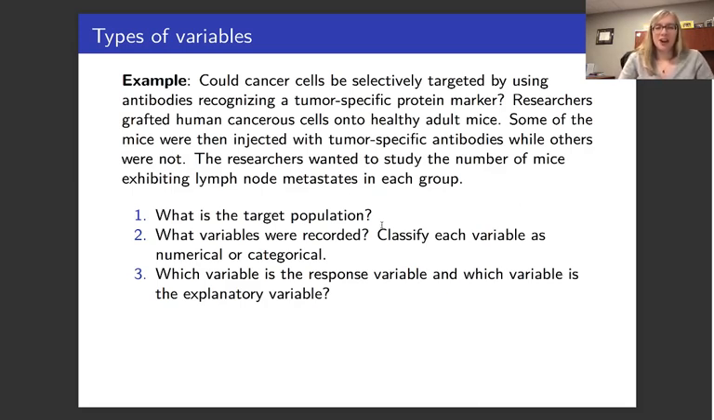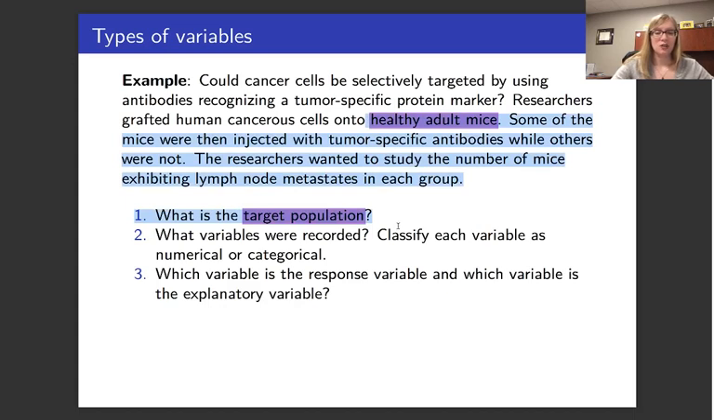So our target population, what we are most interested in, see if you can guess. We are interested in the healthy adult mice. We want to know what happens when we are grafting cancerous cells onto the mice. So we'll take a sample of healthy adult mice. That's our population.